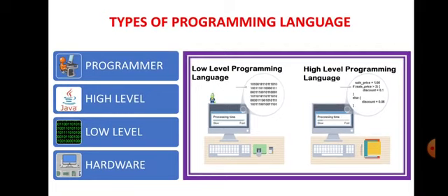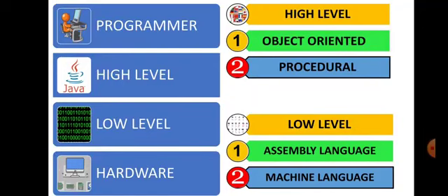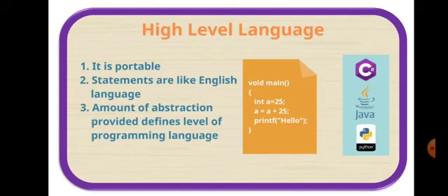Now let us move on to the next slide. Here, as we have already gone through programmer, high level, low level and hardware, on the right hand side, the high level programming language is classified into two types. One is object oriented, number 2 is procedural, and the low level programming language is also broadly classified into two types. One is the assembly language and number 2 is the machine language. We will look into this in the next slide.